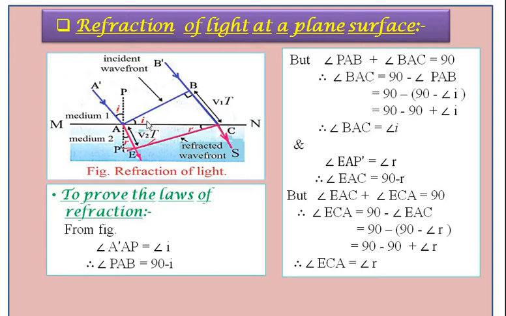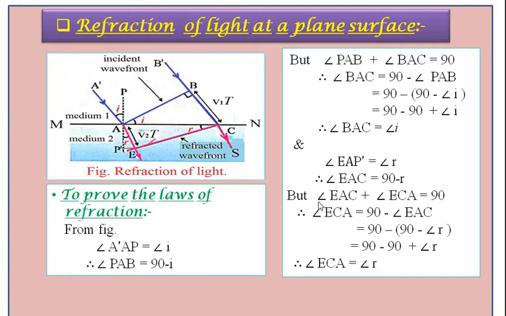Then we have to obtain the value of angle of refraction also. So from figure, EAP' is equal to the angle of refraction r. Therefore, angle EAC is equal to 90 minus r, because P'A is normal to AC. So the angle EAC is equal to 90 minus r.